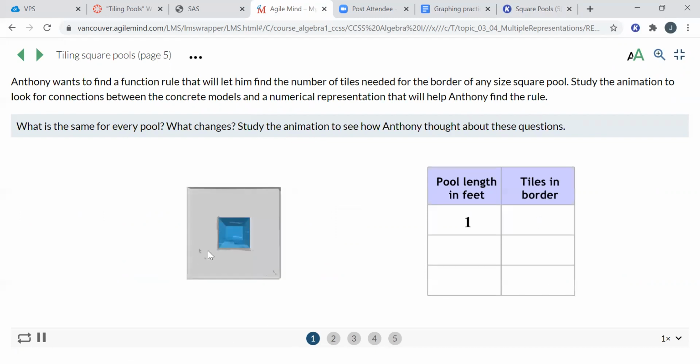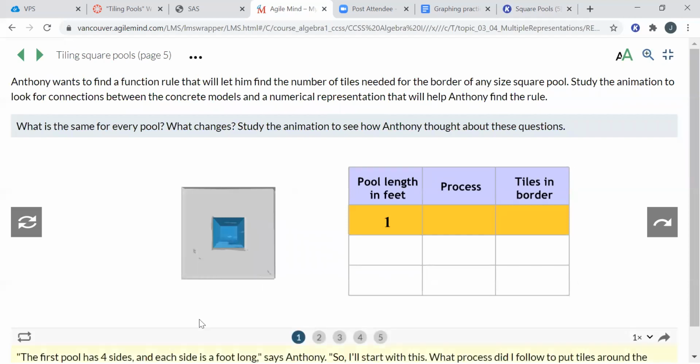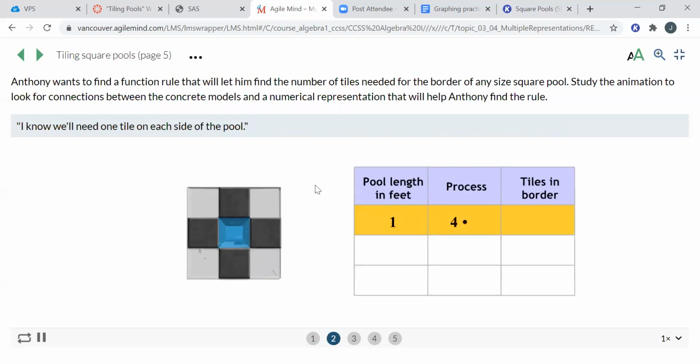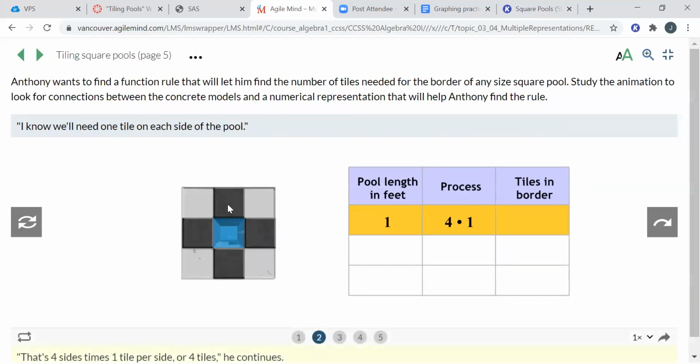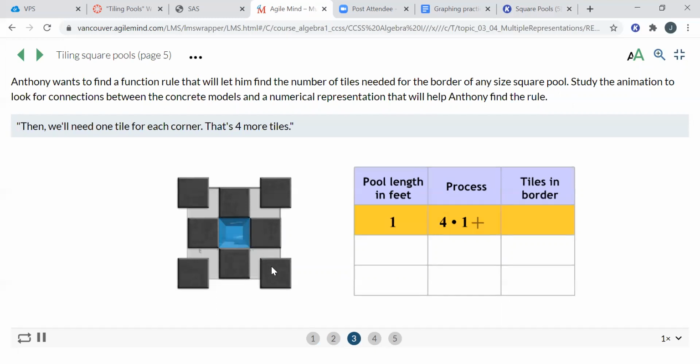Here's pool number 1. It's 1 by 1. It's a tiny little pool. Now notice what he's going to do. He's going to notice that there are 4 sides to the square pool right here, and each side is 1 foot long for a total of 4 times 1 tiles, which is just 4. All right, and then he also notices we have these corner tiles. They also have to go in there.